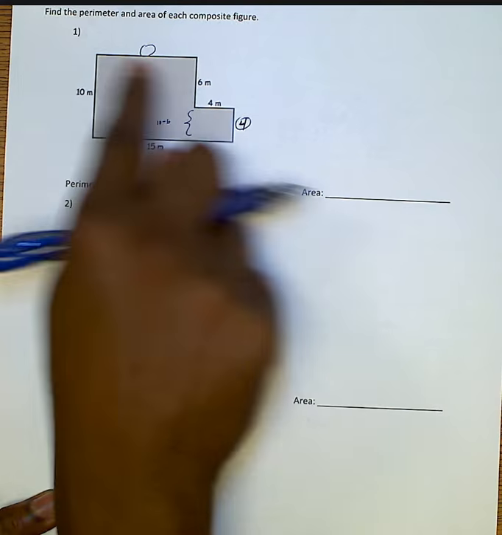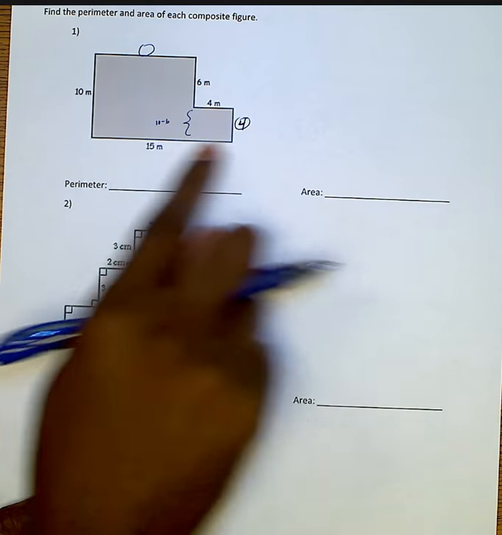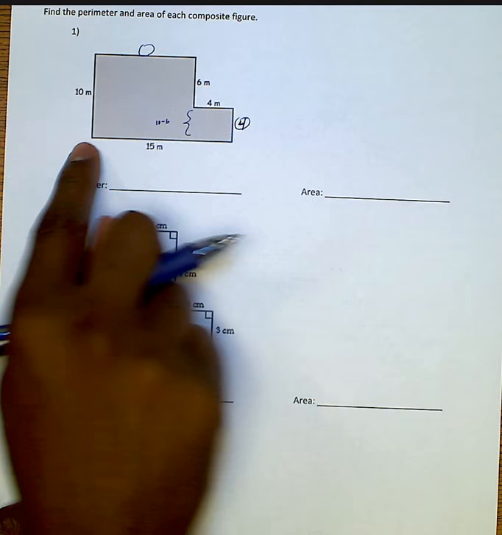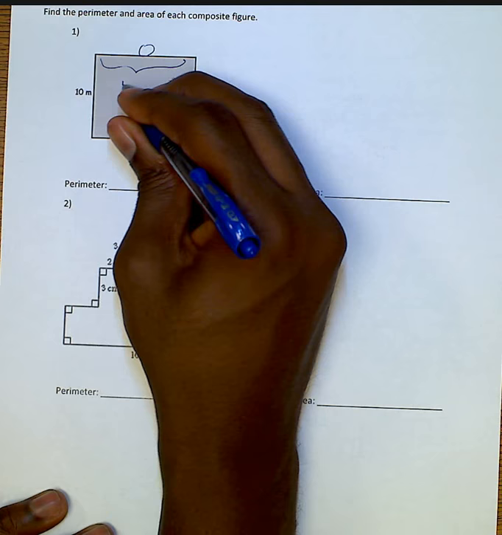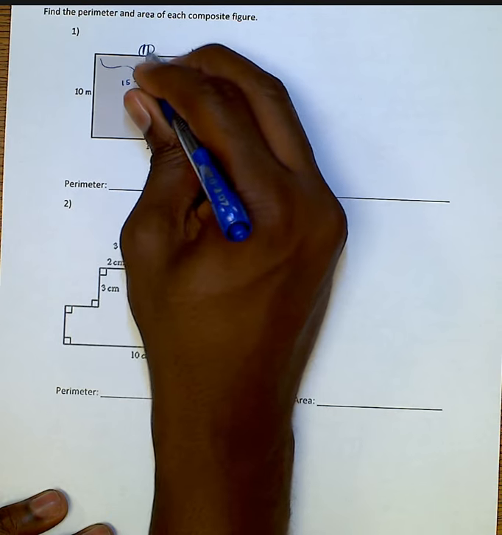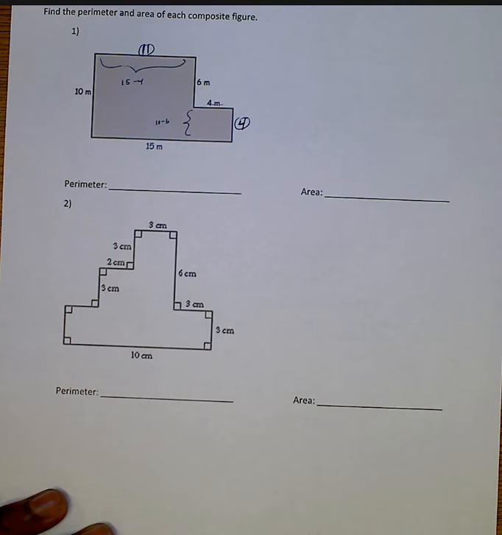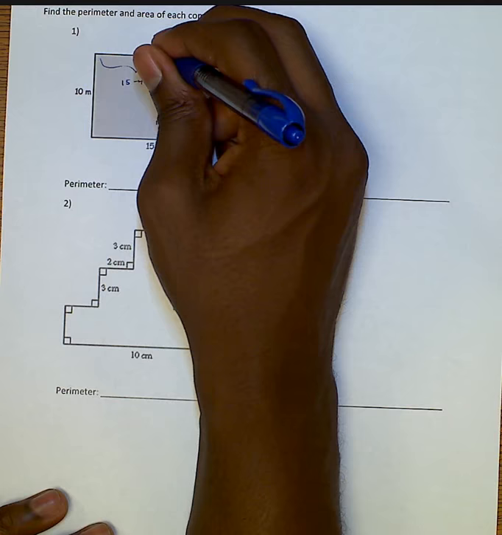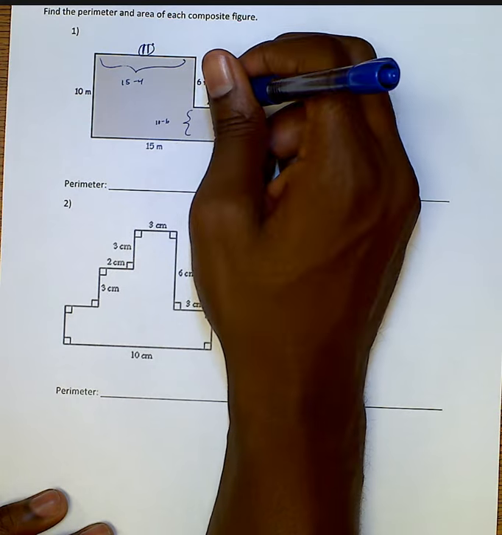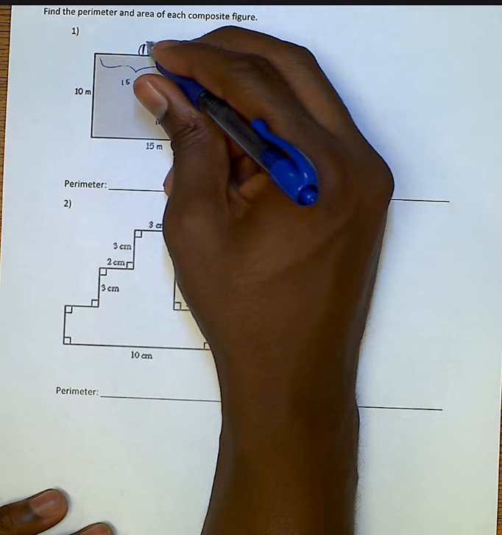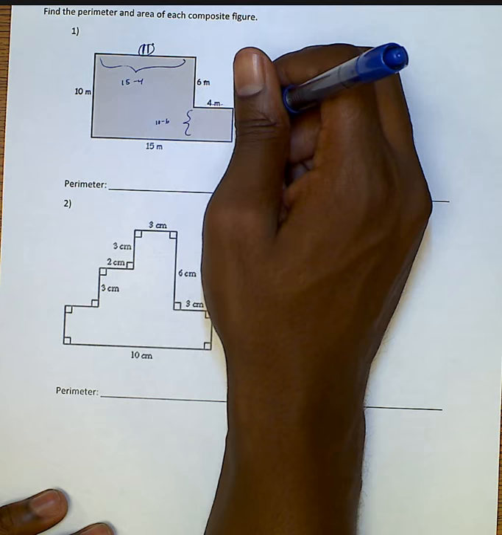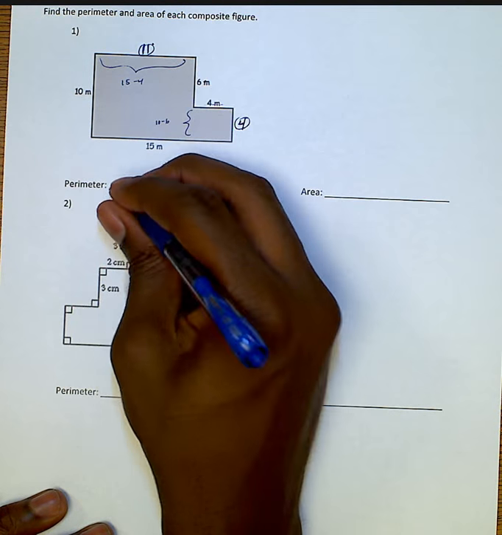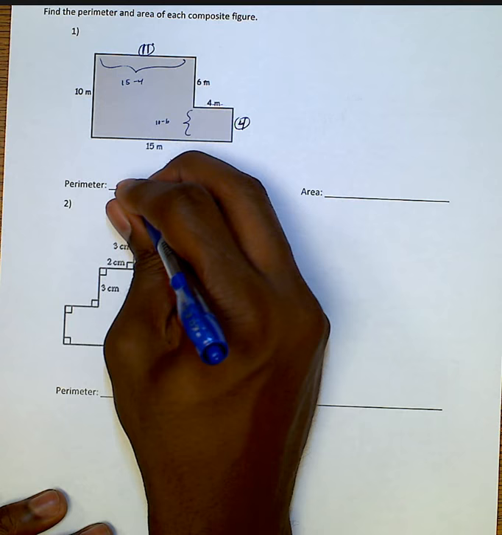This whole thing is, sorry, it's 15. And this is 4. So this should be 15 minus 4, which is 11. And now in order to find my perimeter, I just need to add everything together. Sorry, 10 plus 11 is 21, plus 6 is 27, plus 4 is 31, plus 4 is 35, plus 15 is 50. 50 meters.